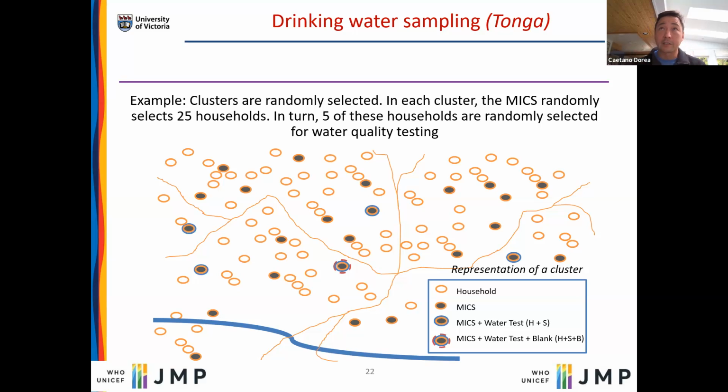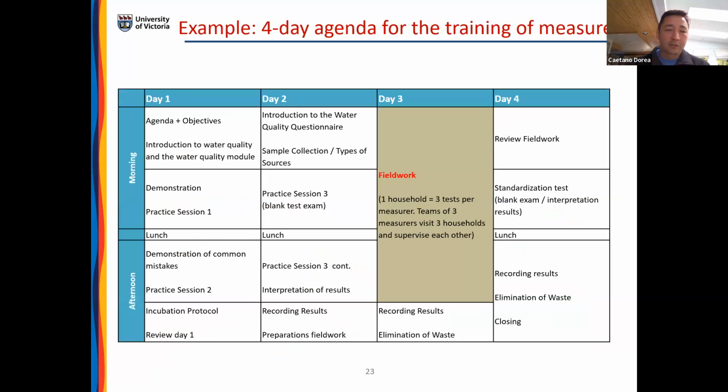A lot of these measurers are surveyors. They have different backgrounds, ranging from maybe high school to an undergraduate degree, but they're not water quality experts. And by the end of 1 week, they need to be proficient in how to do these tests. Typically, I chose a 4-day agenda because that fit nicely onto the slide, but these can go up to maybe 6-7 days of training, depending on the type of survey.